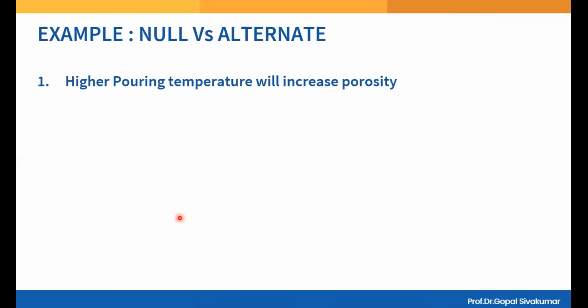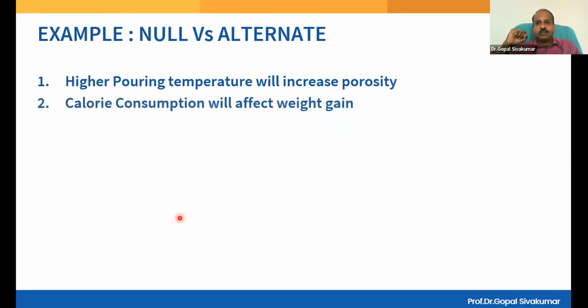So porosity would be the Y variable over here, and pouring temperature would be the X variable. Very good. I agree. Now, is this statement a null statement or alternate statement? Alternate. Pouring temperature will increase porosity. That means the information is there is an impact. Am I right? Yes. There is an impact. Now check whether there is an impact in the statement.